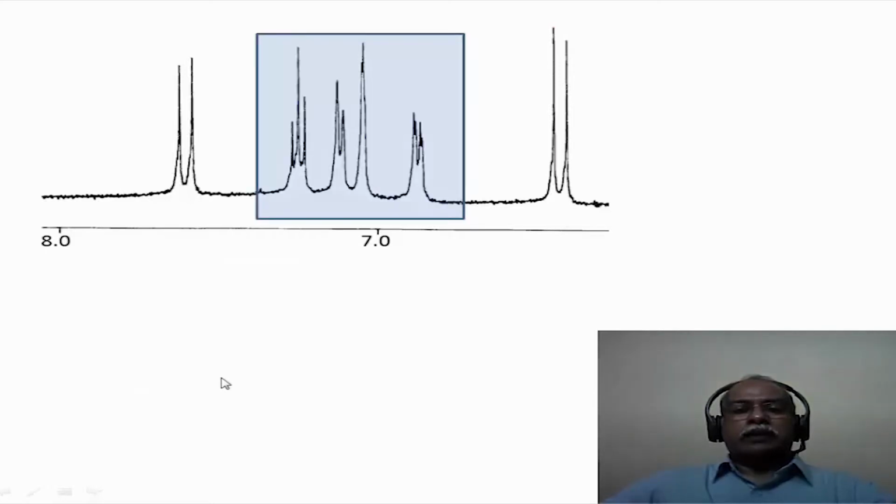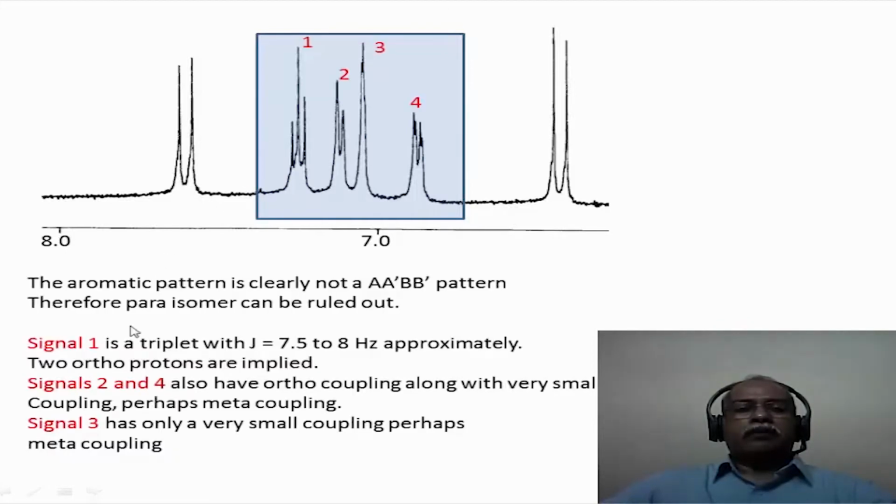So we'll move to the rest of the aromatic hydrogens here. One can very clearly see that signal number 1, for example, is a triplet at 7.5 to 8 hertz approximately, which would correspond to two ortho-coupled partners. In other words, this aromatic proton has two ortho-coupled partners, so it appears as a triplet. And signals number 2 and 4 essentially have an ortho coupling and a very small coupling, which might be a meta coupling. You can barely see the coupling. The coupling is ortho here, and within the line here there is a small coupling which is probably a meta coupling. Signal number 3 is essentially a singlet. A small doublet may be present here because of a very small meta coupling.